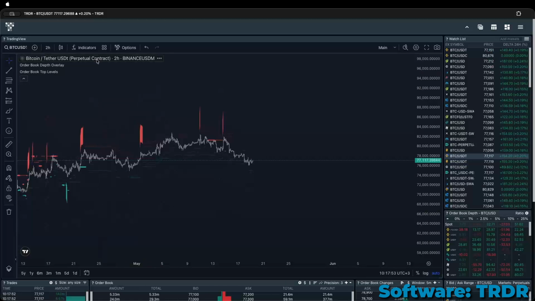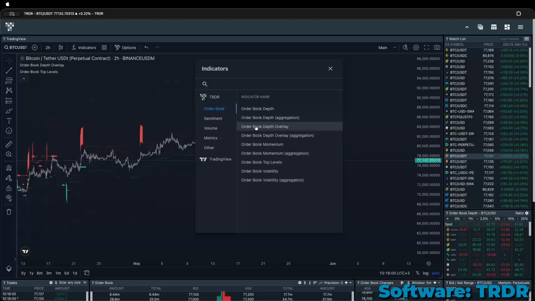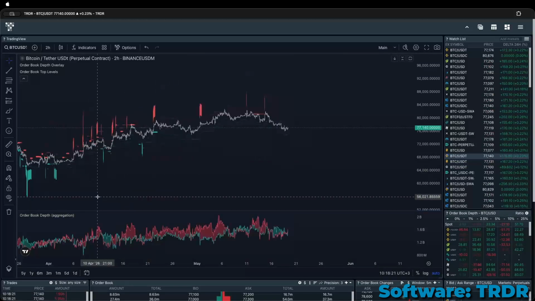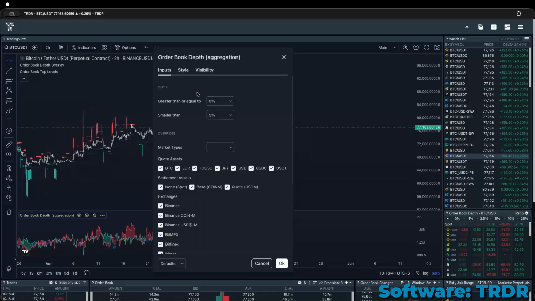Now, a last indicator that I like to use is order book depth again, but this time instead of overlaying on the chart, I like to have it separately and with aggregation. So with this indicator we can aggregate everything available on TRDR. Again, you can choose your depth. I like to keep it the same as the overlay, and I also prefer to deselect any quotes and any markets that I believe screw up my data.